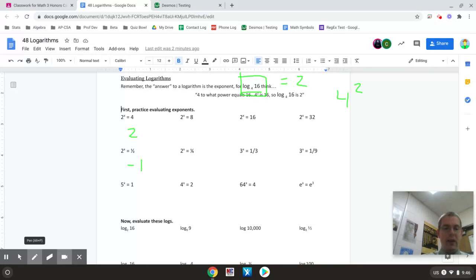And then on this last one, 5 to what power is 1? Remember, anything to the 0 power is 1. A lot of exponent rules come into play as we're trying this. Go ahead and pause your video, try some of the rest of these, and then we'll go through them quickly.